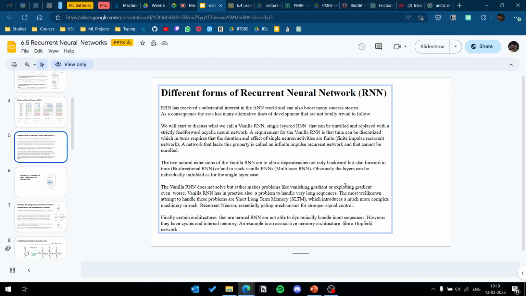So if you have vanishing gradient or exploding gradient, then that creates a problem in basically learning. Learning the weights becomes very, very difficult if you have this problem. So to handle this, here it's written short long-term memory. Actually, it's a long short-term memory, okay, LSTM.